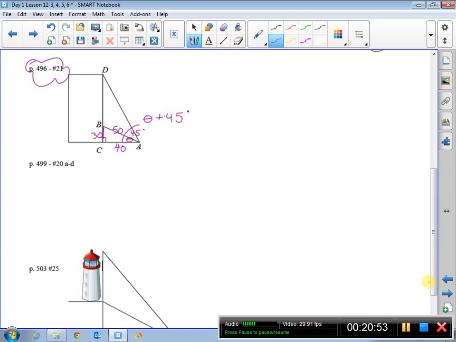Part A says find AB. We already did it, 50. Part B. Use sine theta and cos theta. We need sine of theta and cosine of theta first. Theta's just the little guy in here. Sine of theta first. 30 over 50, same as 3 over 5. And cos is going to be 4 over 5.